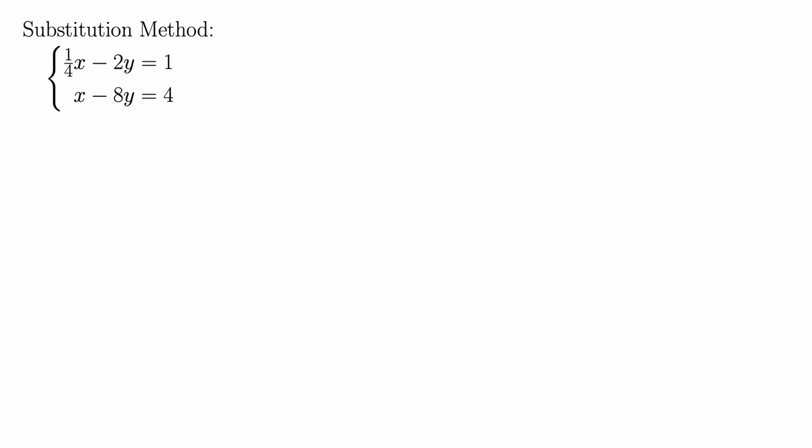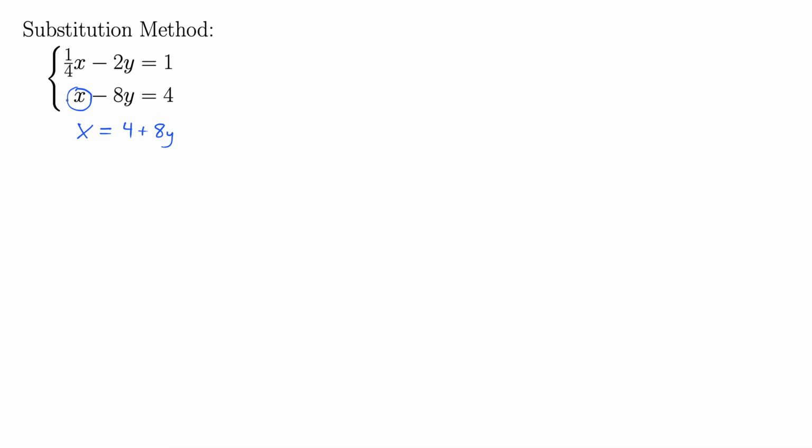Let's use the substitution method to solve the system of equations 1/4 x minus 2y equals 1 and x minus 8y equals 4. When we use the substitution method, we start by looking for the lone variable. Here it is, x. So I'm going to solve this bottom equation for x. We do that by adding 8y to both sides. That gives us x equals 4 plus 8y.